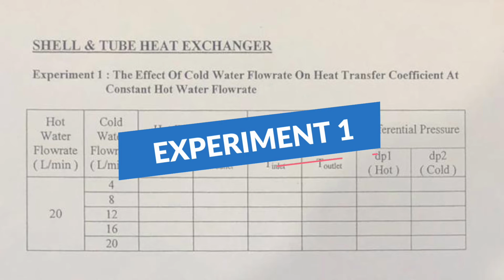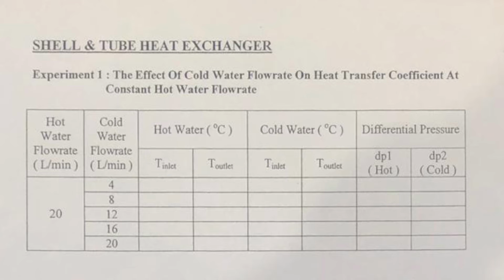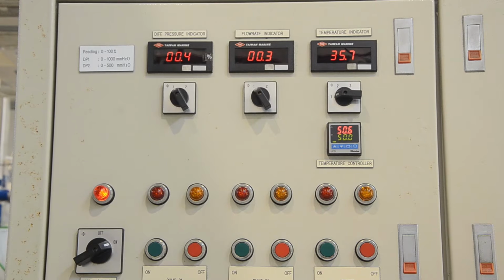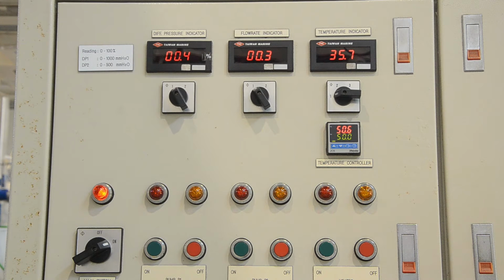Okay, for experiment 1, we want to study the effect of cold water flow rate on heat transfer coefficient at constant hot water flow rate. In this experiment, hot water and cold water streams enter the shell and tube heat exchanger counter-currently. Students shall study the effect of cold water flow rate on the heat transfer coefficient at the constant hot water flow rate. Okay, first we need to perform the general startup.